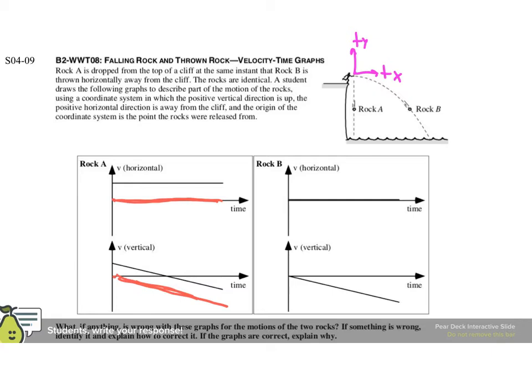For rock B, it should start with some horizontal velocity, and then it should hold that forever because there's no horizontal acceleration. And it should start with no initial velocity in the vertical because it was thrown purely horizontally, and then that should slope down. So this one is actually okay. So of the 4 panels, only one of them was actually correct.